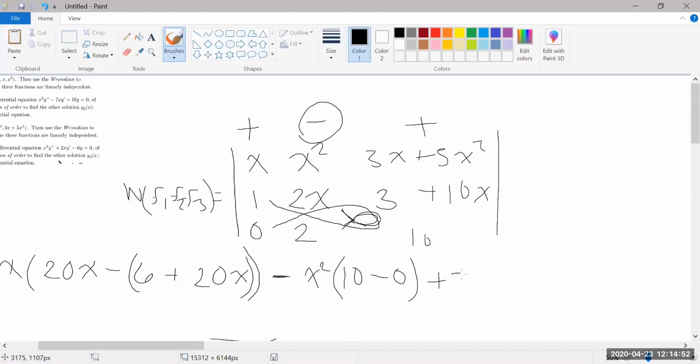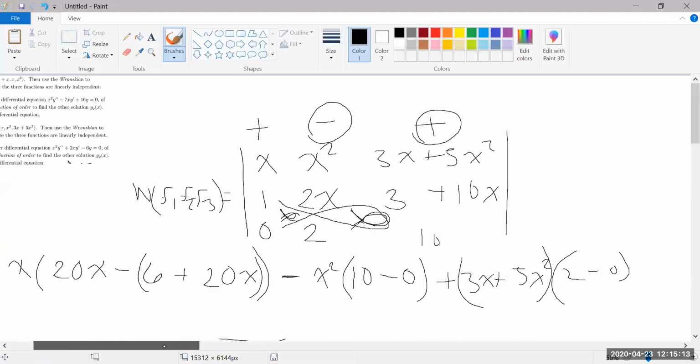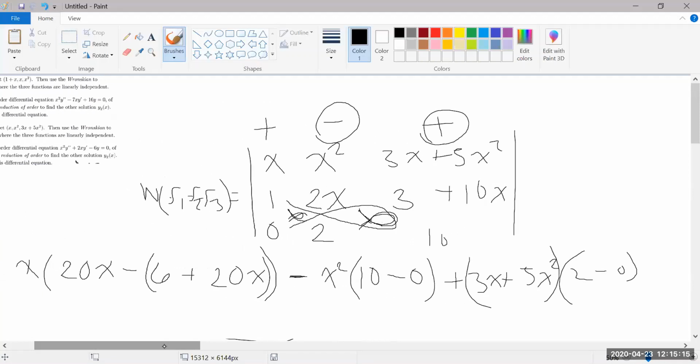And now we have our 3x plus 5x squared. Again, it's positive, sign convention-wise. And we have our little fish here, which is just going to give us 2 minus 0.